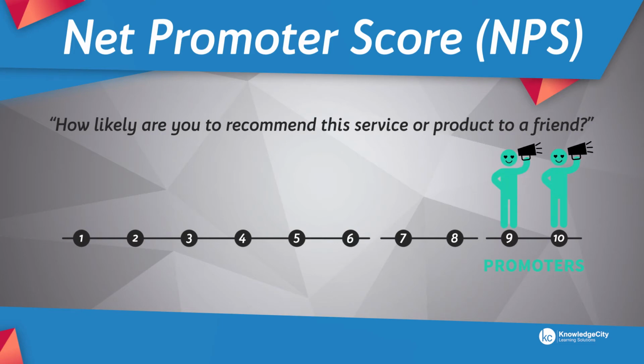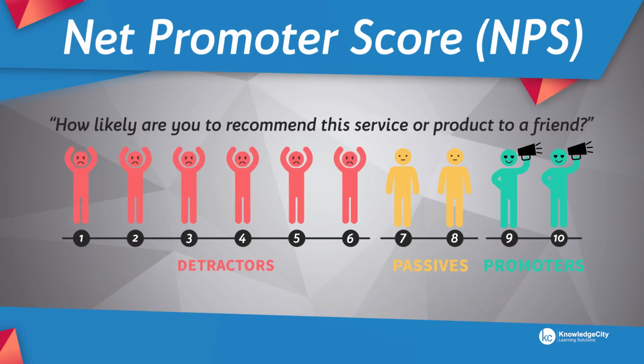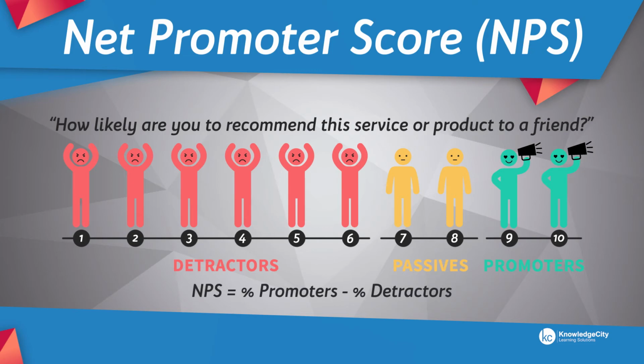Promoters, 9 to 10, passives, 7 to 8, and detractors, 0 to 6. The NPS score is determined by subtracting the percentage of detractors from the percentage of promoters. Companies often use NPS as a means of predicting growth, as a high score would indicate that customers will be recommending their products or services to a fellow customer.